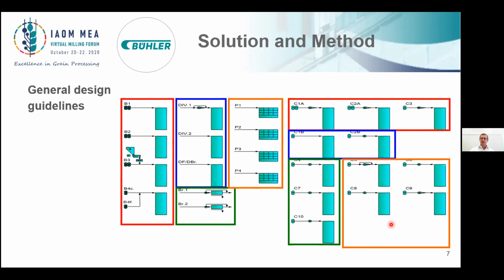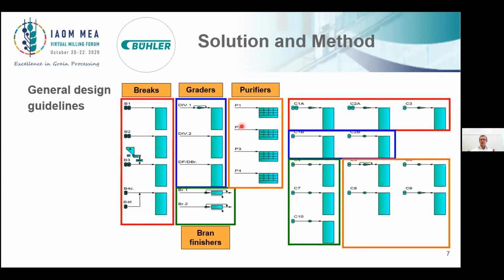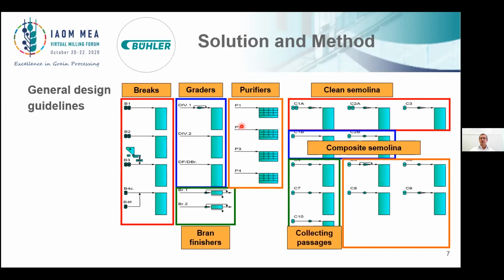So when we talk about the flow sheet, we talk about breaks. That is the first row. We talk about graders, divisors, dividers. We talk about bran finishers. We talk about purifiers. Then it comes to reduction. In the reduction, we divide it into clean semolina, composite semolina, collecting passages, and middling passages. This goes through the whole concept of designing a mill flow sheet.